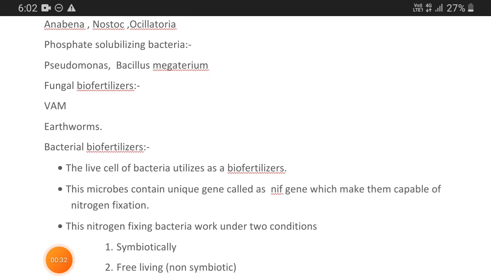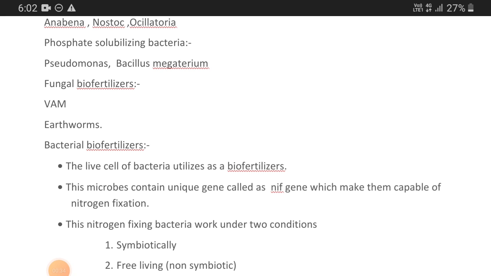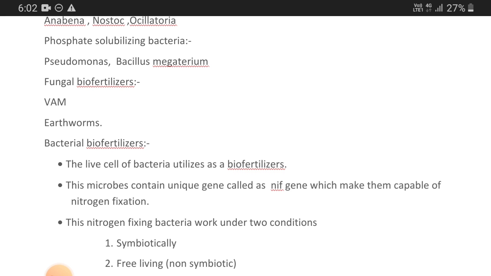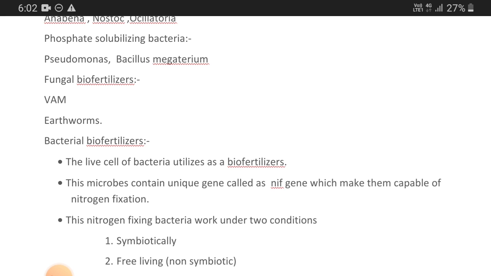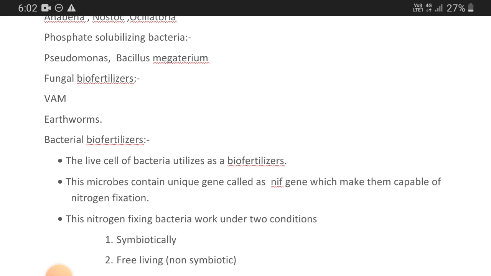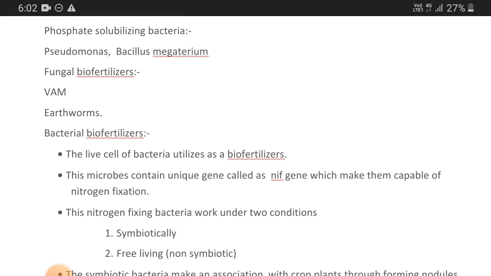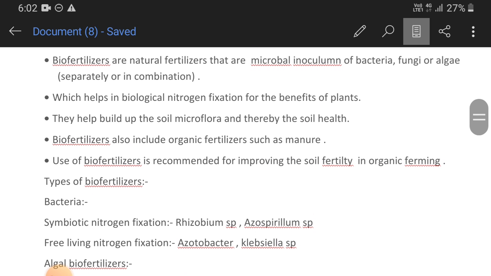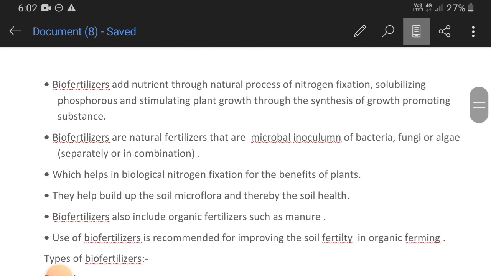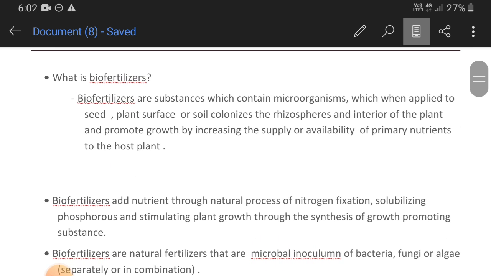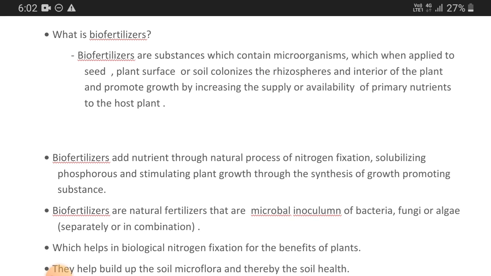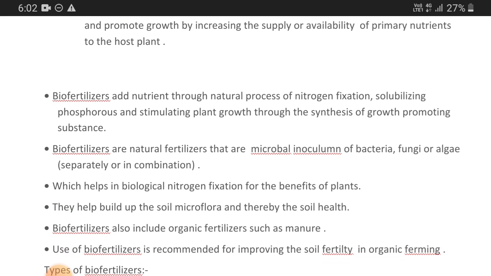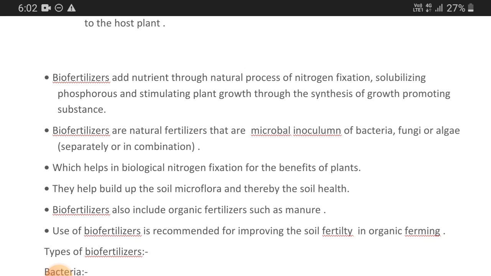because it helps in improving the soil microbial flora, and as a result soil health improves, and as a result it improves plant growth also. Not only that, it performs various natural processes to provide primary nutrients for the plant. For example, biological nitrogen fixation, solubilization of phosphorus that is usually not solubilized by the plant, and stimulation of plant growth through production of various plant growth promoting substances.